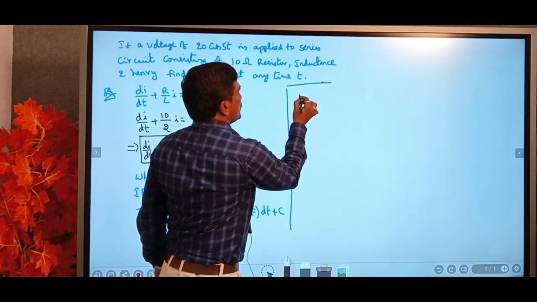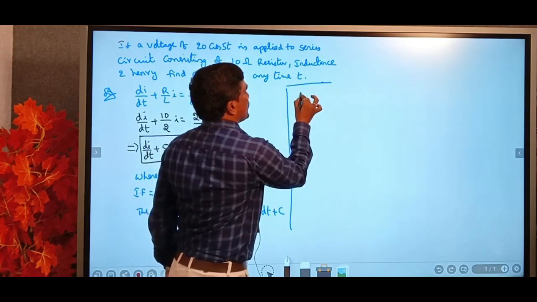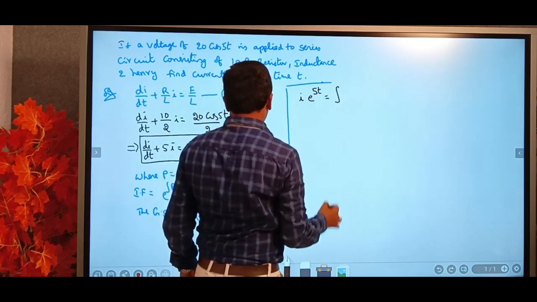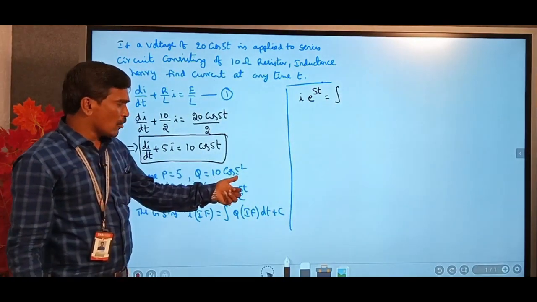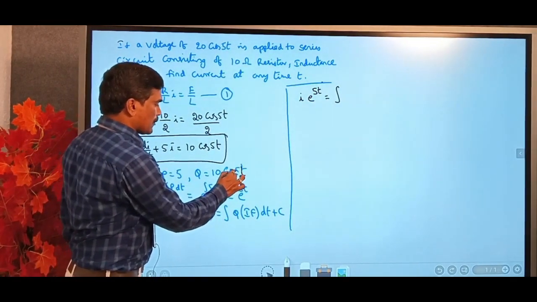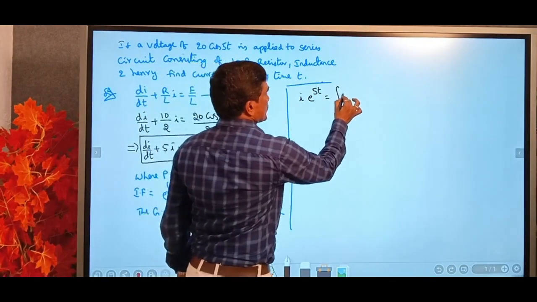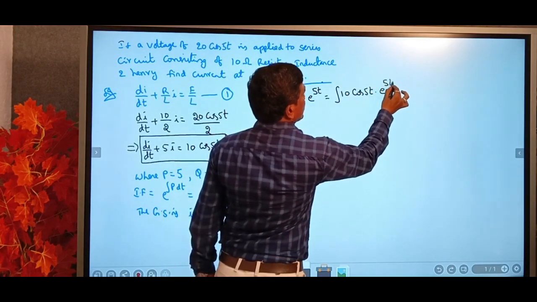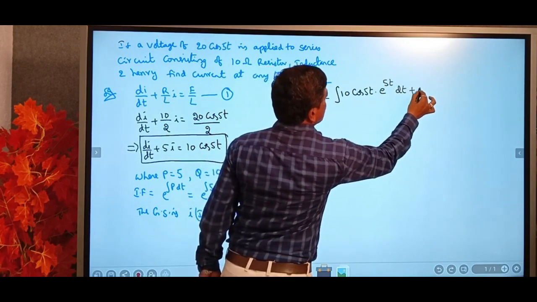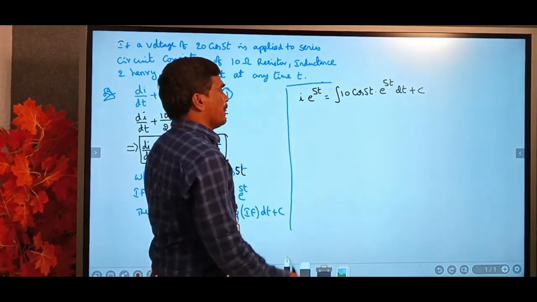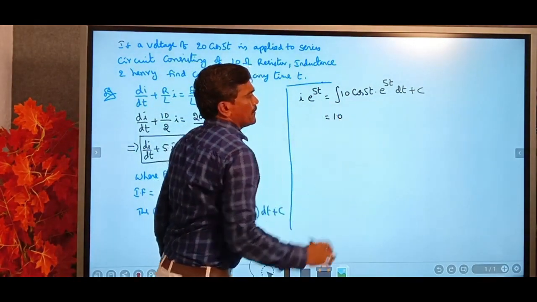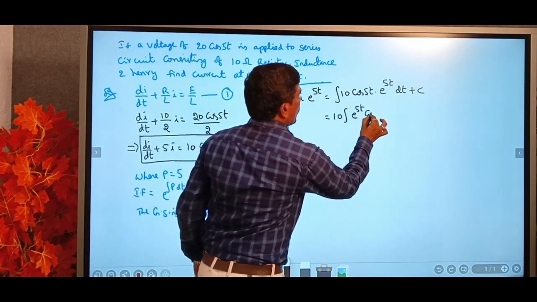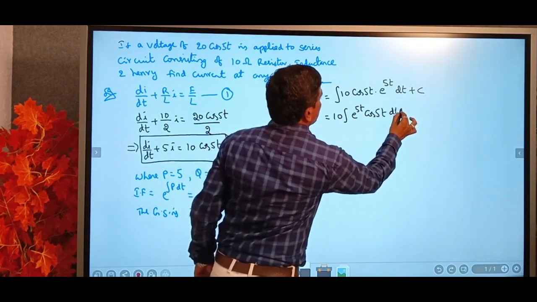Right? So I times the integrating factor e power 5t is equal to the integral of Q, which is 10 cos 5t. Substitute here 10 cos 5t into e power 5t, the integrating factor, dt plus C. Now here 10 is constant, then here we have e power 5t cos 5t dt plus C.